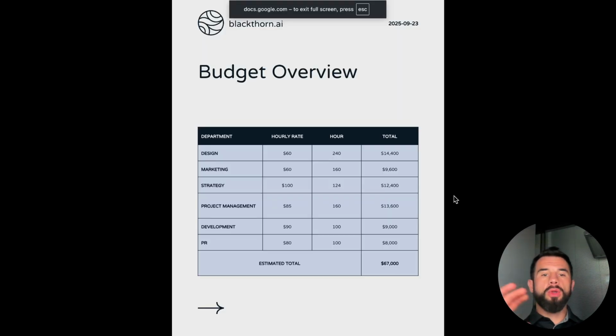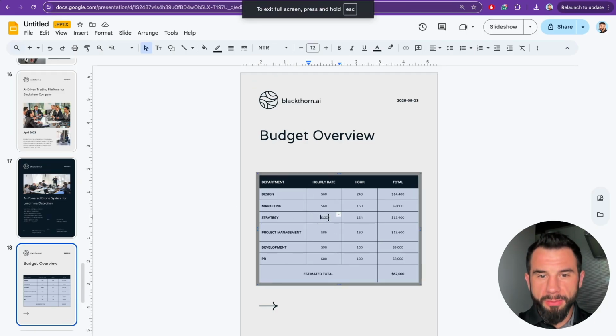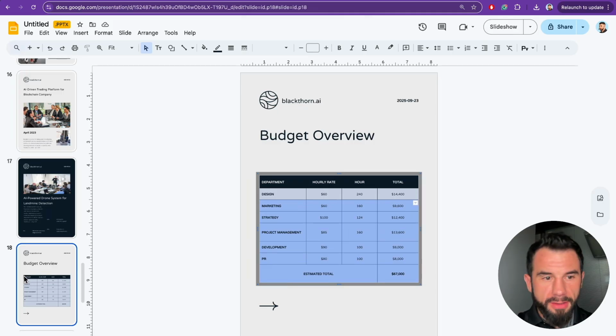Again, this is all AI generated. You spent almost 0 time to write it. It might not be perfect, but it saved you 80 to 90% of the time. See, this is a budget decomposition. Design, marketing, strategy, project management, development, PR. It's easy for you to fix it and it will save you a ton of time. You already have a template. All of those are editable.